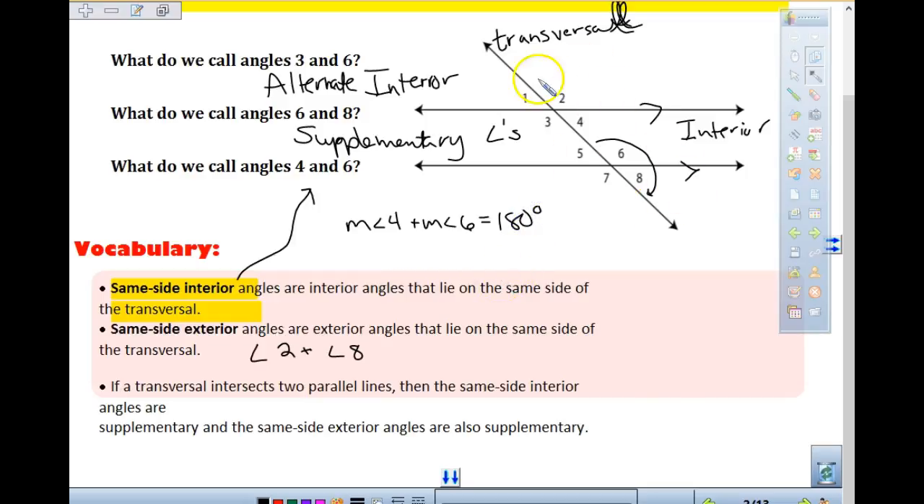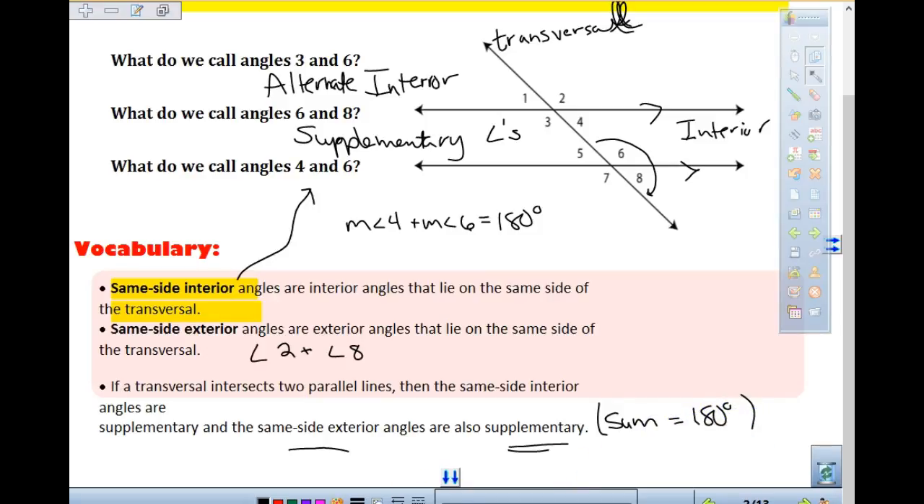Same with 2 and 8. Which kind of makes sense, right? Because 2 and 6 are the same. Like if they're both 140, then this would have to be 40. 2 and 8 have to add up to equal the same as adding 6 and 8. So our same side exterior and same side interior are always going to be supplementary. What does supplementary mean? It means it sums to equal 180 degrees.